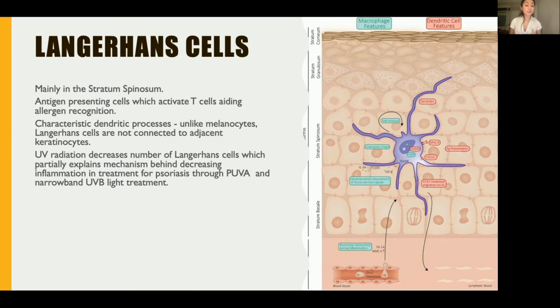They are also dendritic cells like melanocytes, but they're not connected to keratinocytes because they don't do pigment donation. Something I think is really interesting is that UV radiation actually decreases the number of Langerhans cells we have. That partially explains the mechanism behind treatment for things like eczema and psoriasis through PUVA and UVB light treatment. It reduces inflammation in those disease processes.